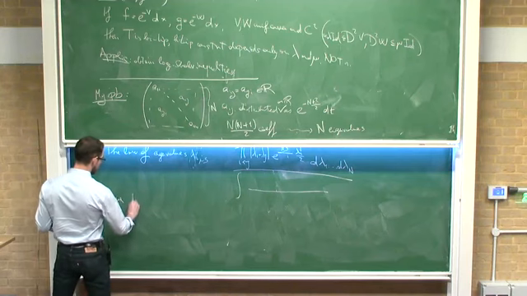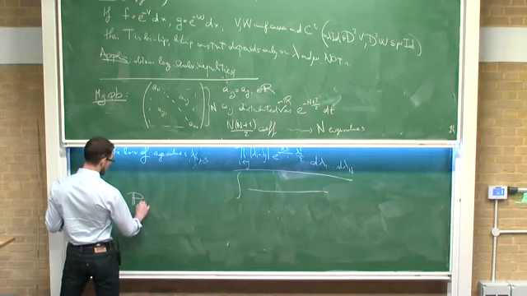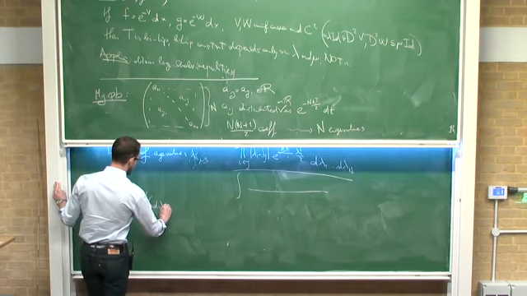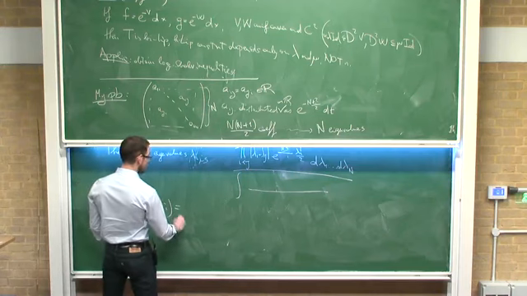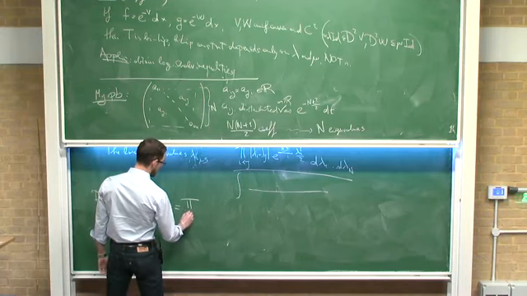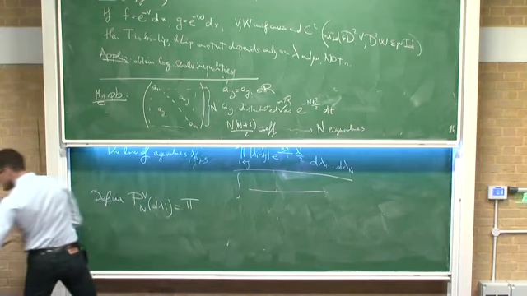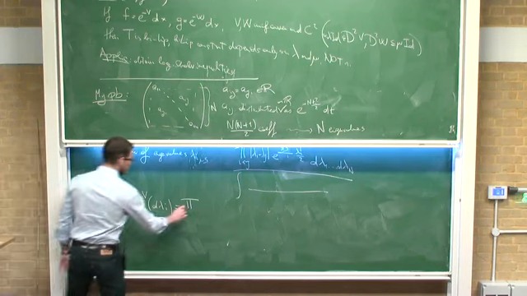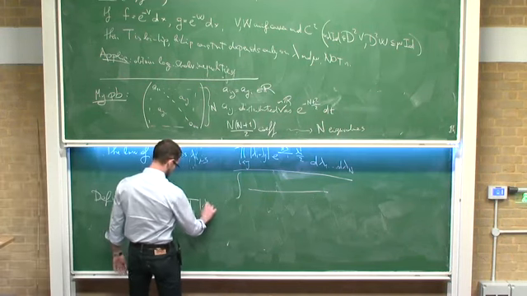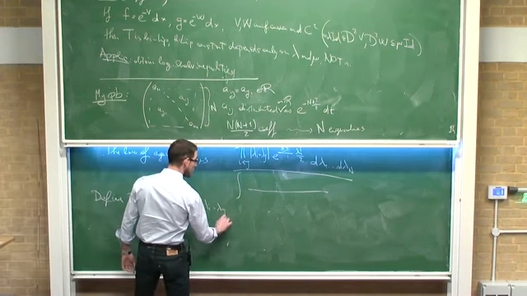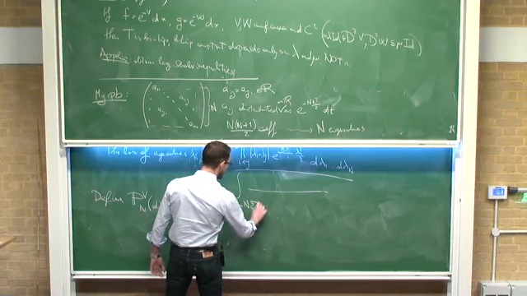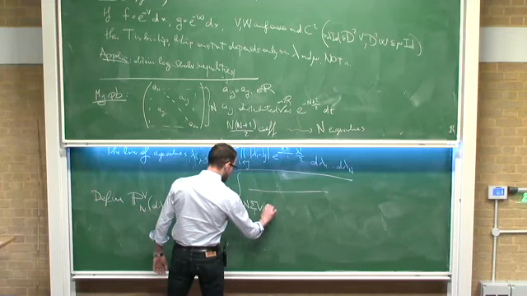I'm going to define the following probability, P n v of d lambda I. This is going to be the product over I less than j of lambda I minus lambda j, times e to the minus n sum over I of v of lambda I. So I put a potential.